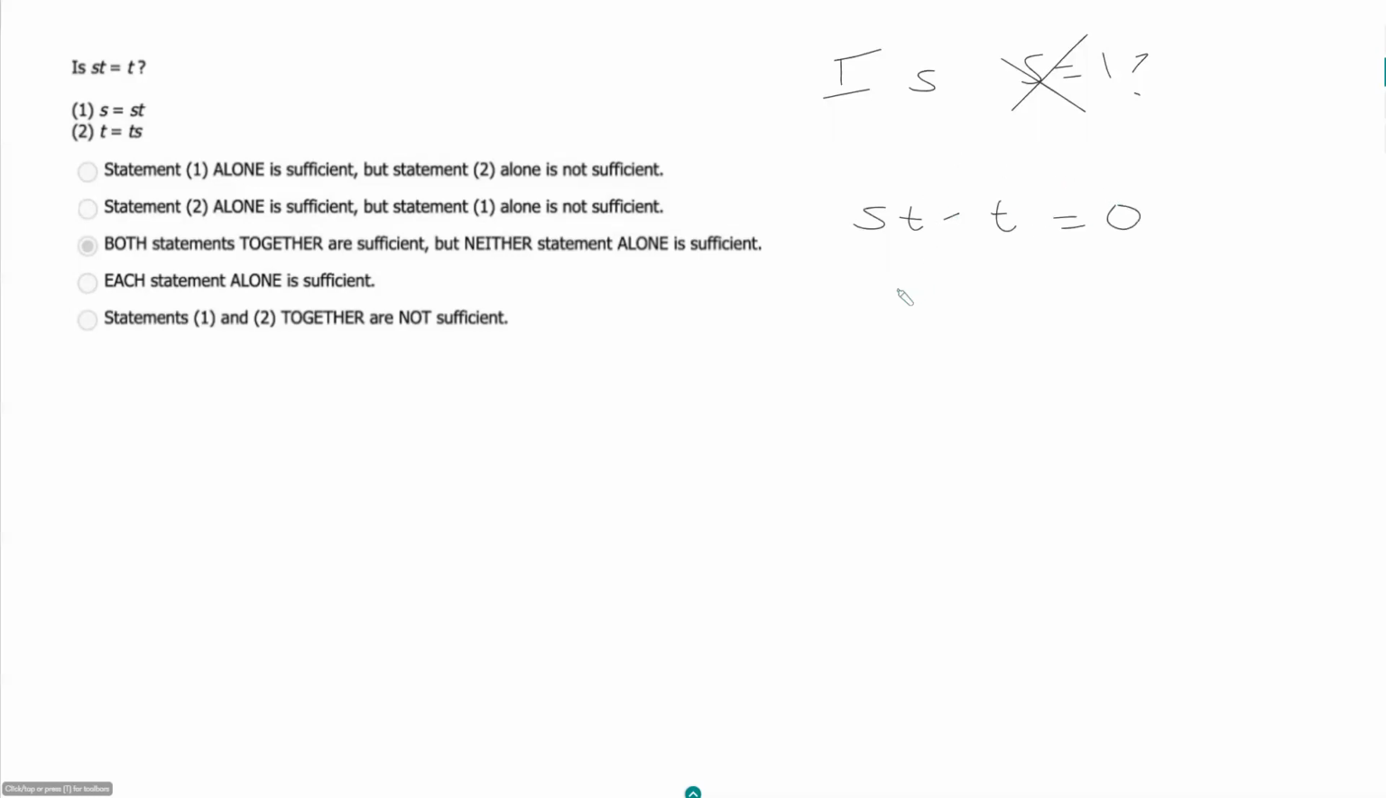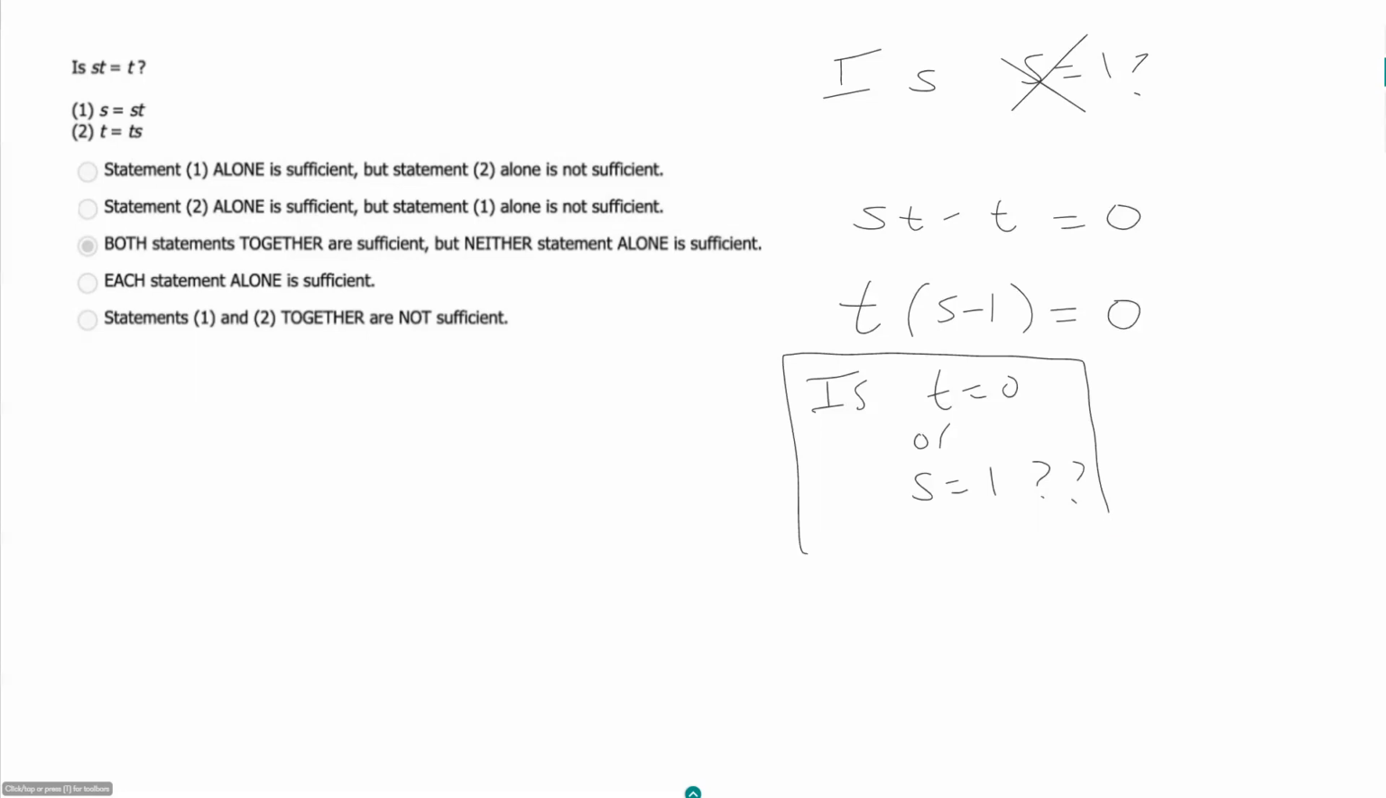And then if we wanted to, we can factor out a t, and that would give us: is t times s minus 1 equal to 0? And then we can rewrite our question as: is t equal to 0 or is s equal to 1? So we can do this if we wanted to. Before, we were discounting this scenario where t could be equal to 0.